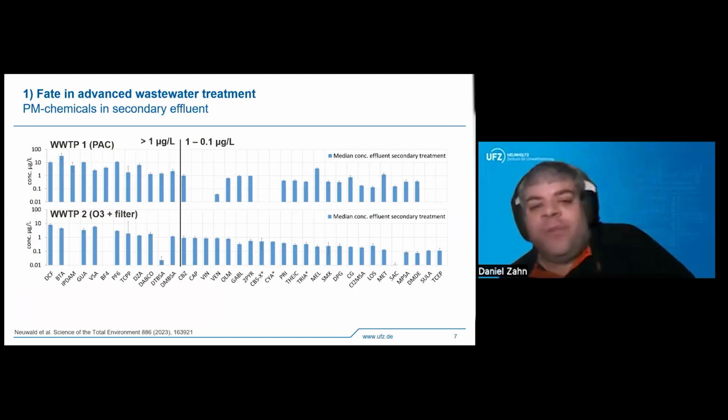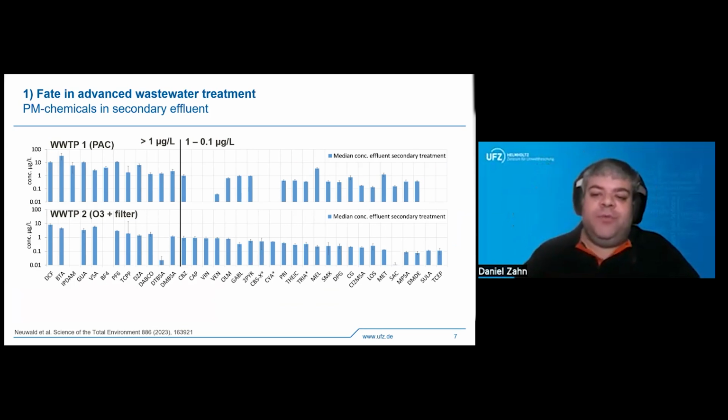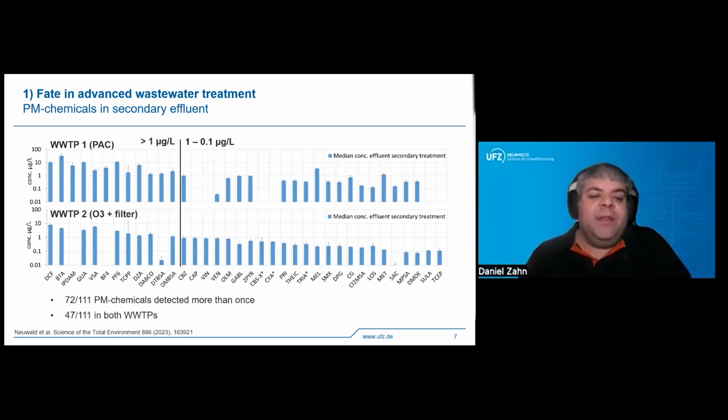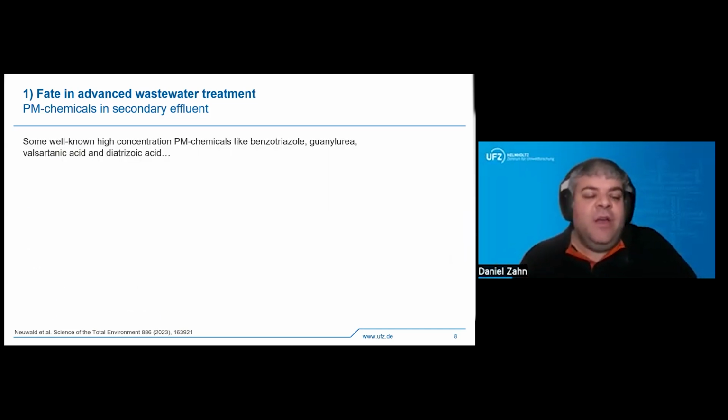This is an overview of the biological effluent of those two wastewater treatment plants. Here are only shown the chemicals with concentrations greater than 0.1 microgram per liter. In general, of the 111 chemicals, we detected 72 more than once, and 47 were present in both wastewater treatment plants.